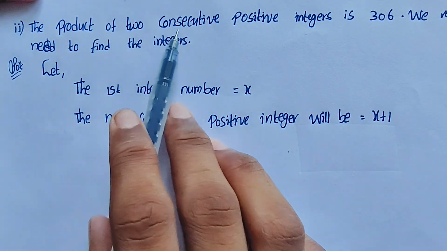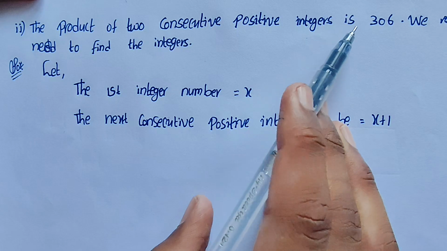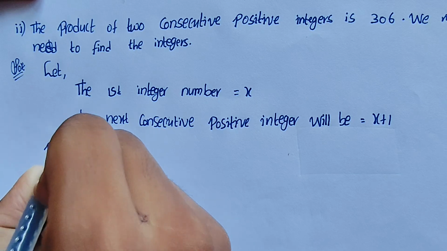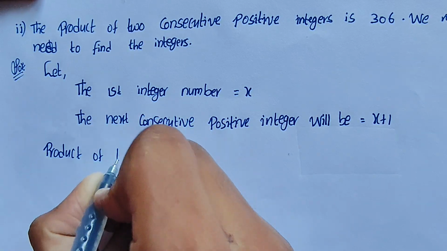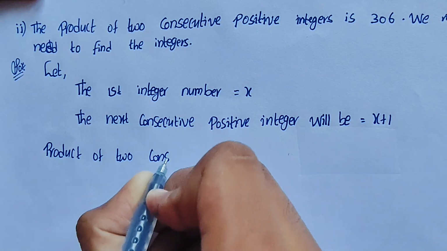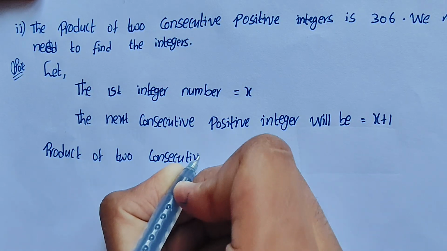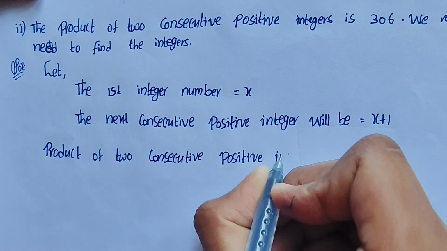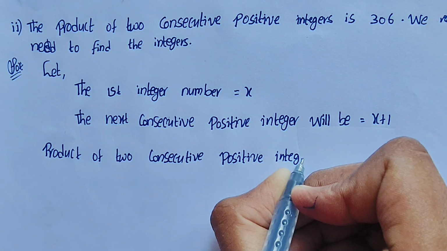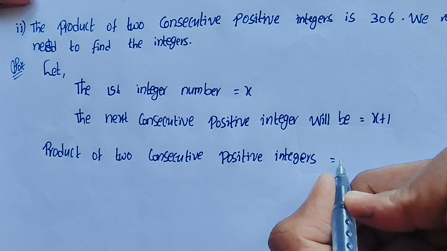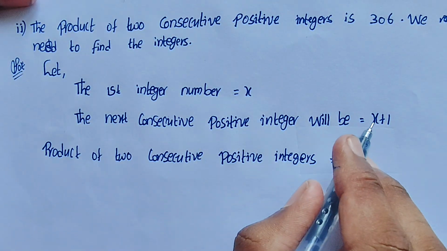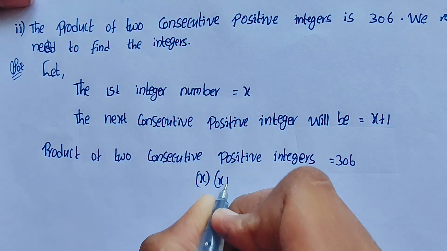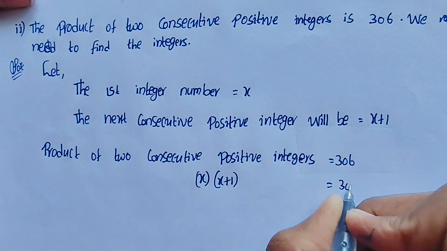So he said the product of two consecutive positive integers is 306. So the product of two consecutive positive integers equals 306. What are those two integers? x and x plus 1. So he said product, so x into x plus 1 equals 306.